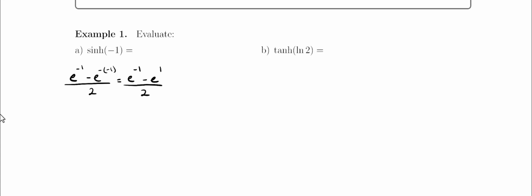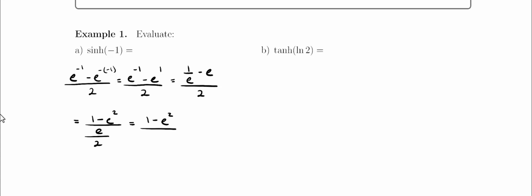At this point, we can simplify by recognizing that e to the -1 can be rewritten as 1 over e, minus e, all over 2. Now, rewriting the numerator as a single fraction, we obtain 1 minus e squared divided by e, all over 2, which we can finally rewrite as 1 minus e squared all over 2e. There is no need to plug this into our calculator. We'll leave the exact answer, which is 1 minus e squared all over 2e.